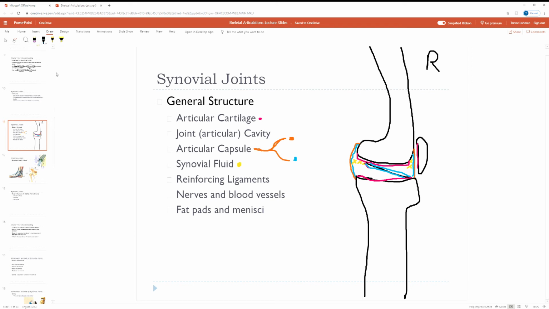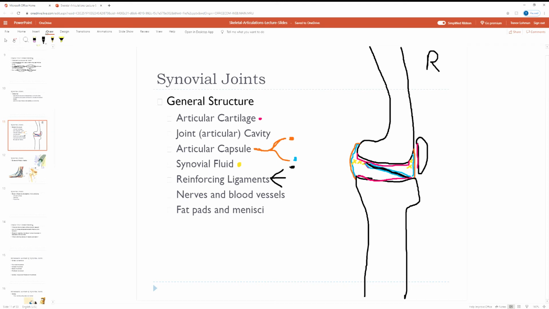And that synovial membrane is producing synovial fluid. Which brings us to our next, oh my goodness, I'm so sorry, you guys. That brings us to the reinforcing ligament section. So there's a few different types. I'm not going to write them, but you can. The first is intracapsular, which we just drew. It's a ligament inside the capsule.